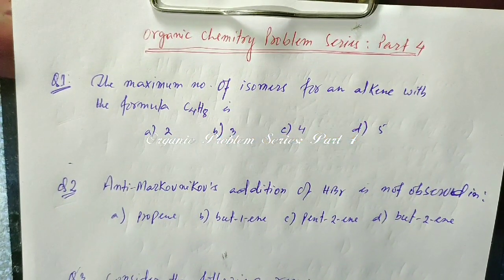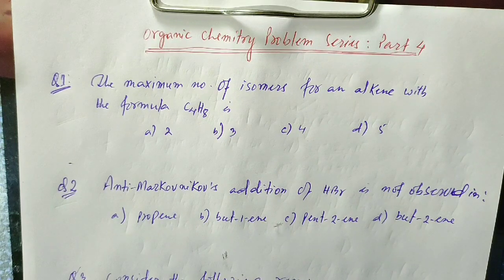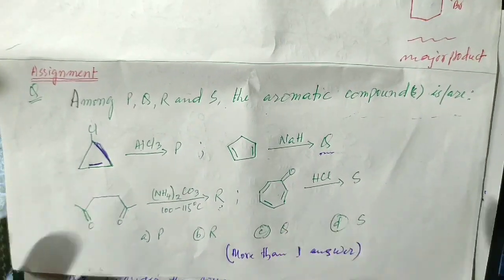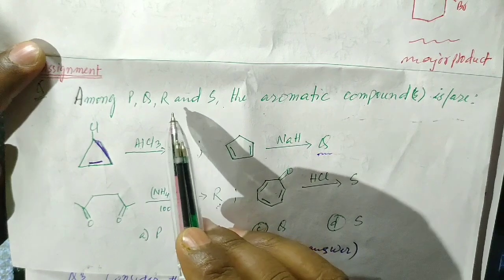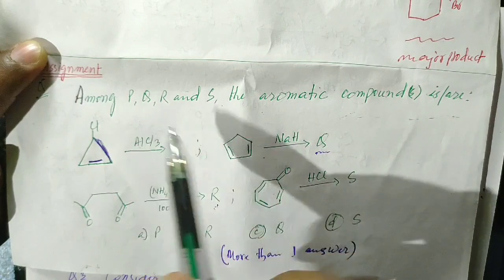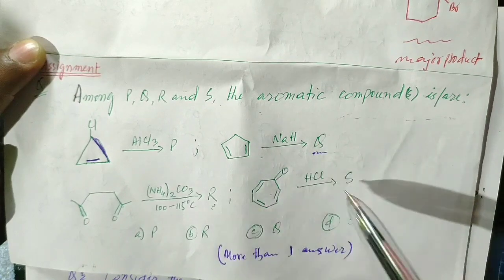Okay, in today's video lecture we'll solve some more organic chemistry problems, but before that let me solve yesterday's assignment which I have given to you all. Yesterday I asked this question: among P, Q, R and S, the aromatic compounds is or are. We need to choose the aromatic compounds among these P, Q, R and S.